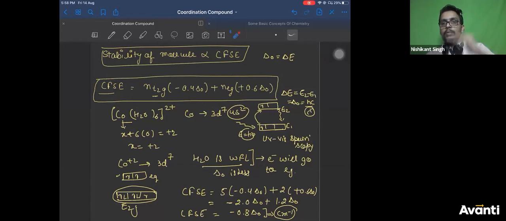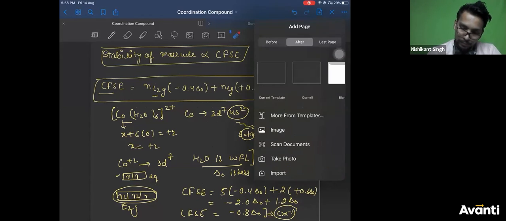N electrons will decrease by how much? N into minus 0.4 delta O. N electrons will increase by how much? N into plus 0.6 delta O. Is that clear, Chetan? Right. So this is how you find CFSE for boards.